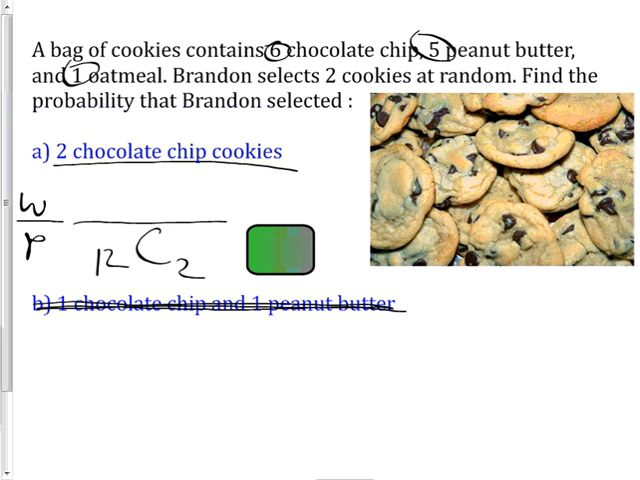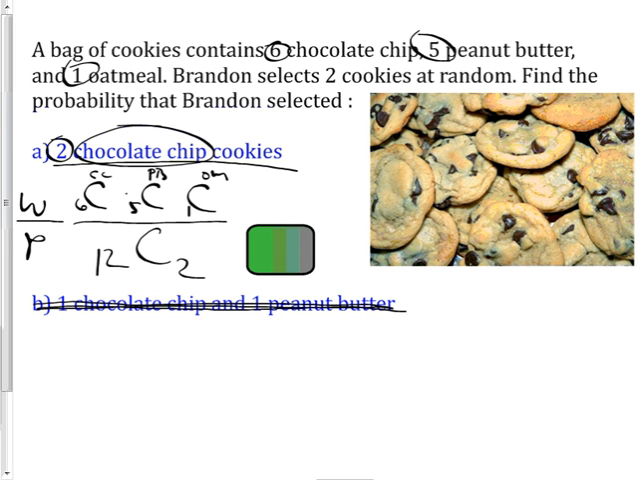Now, on the top, you have to be more specific. What did he want? He wanted 2 chocolate chip cookies. That's what he wants. So then you got to break up the top into the little parts. The bottom is all together in one big group, but the top is made up of 3 things. Chocolate chip cookies, peanut butter cookies, and oatmeal cookies. And think about it this way. There were 6 total chocolate chip cookies, 5 total peanut butter, and 1 oatmeal. All of that just makes sense, right? I just am writing down the info from the problem.